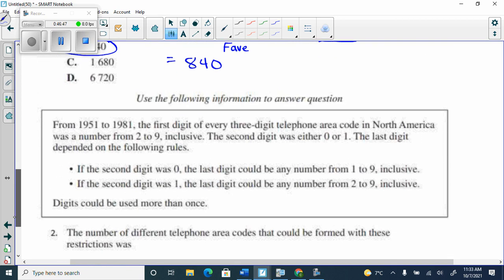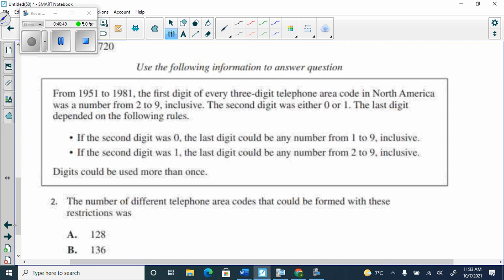Then the last one. From 1951 to 1981, the first digit of every 3-digit telephone area code in North America was 2 to 9 inclusive. The second digit was either a 0 or a 1. The last digit depended on the following rules. If the second digit was a 0, the last digit could be 1 to 9. If the second digit was a 1, the last digit could be 2 to 9.